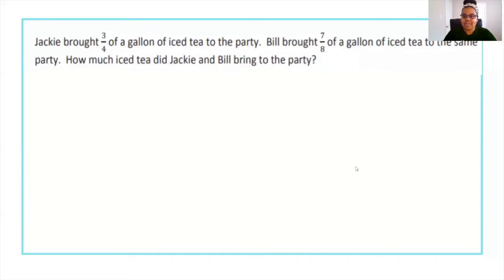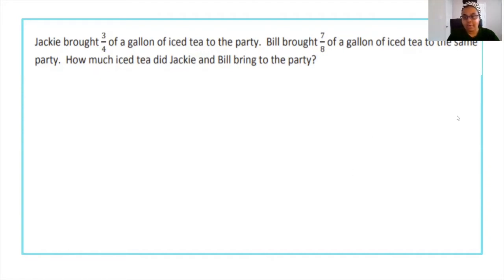All right, jumping into problem 2. It reads, Jackie brought 3/4 of a gallon of iced tea to the party. Bill brought 7/8 of a gallon of iced tea to the same party. How much iced tea did Jackie and Bill bring to the party?